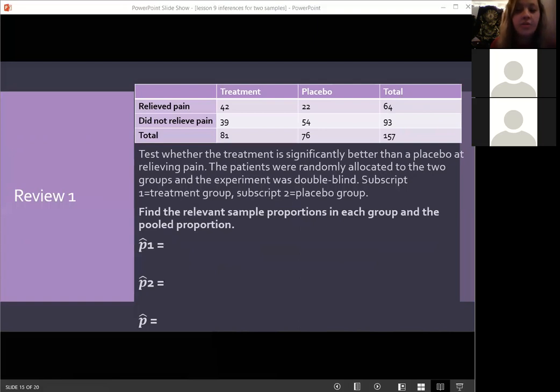So here's our first one. We want to test whether the treatment is significantly better than a placebo at relieving pain. The patients were randomly allocated to the two different groups, and the experiment was double-blind. Subscript 1 is the treatment group, and subscript 2 is our placebo group here. So go ahead and find the relevant sample proportions for each group, and then the pooled proportion of them all together. Try to find these proportions, and then we will go over it together.